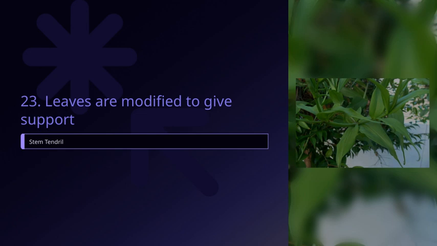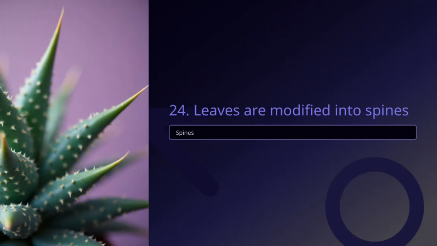So essentially, these modifications allow plants to optimize space and support, making them more efficient in their environment. This ties into our overall theme of plant adaptation, showing how different parts can evolve to serve multiple purposes beyond their basic functions. Now, let's take a closer look at how leaves have adapted in some plants.